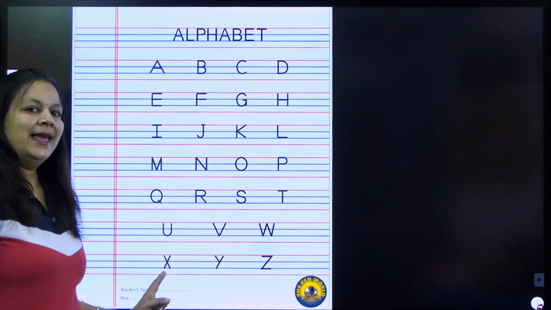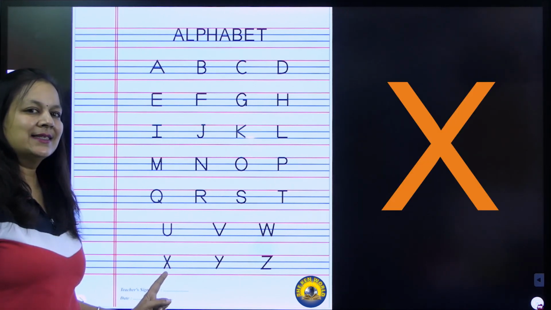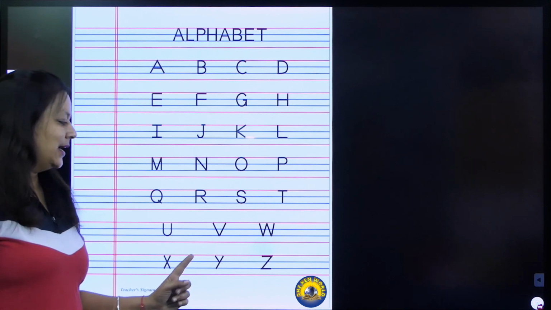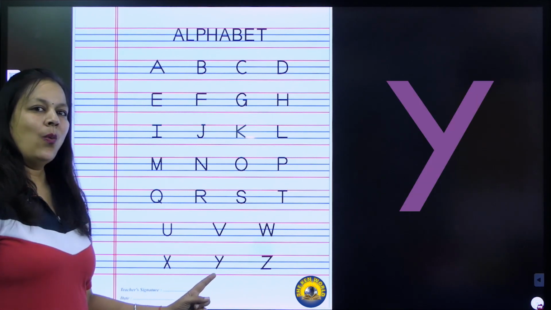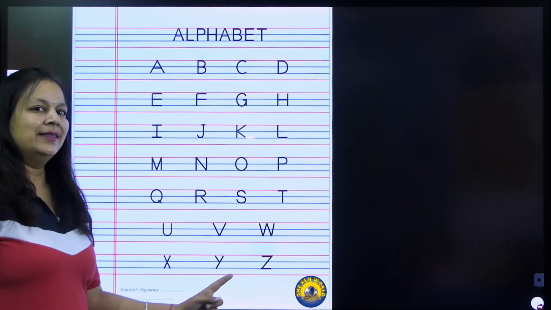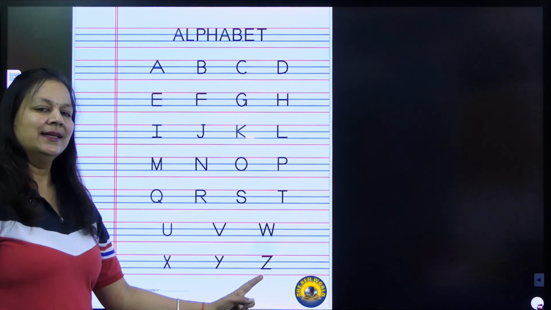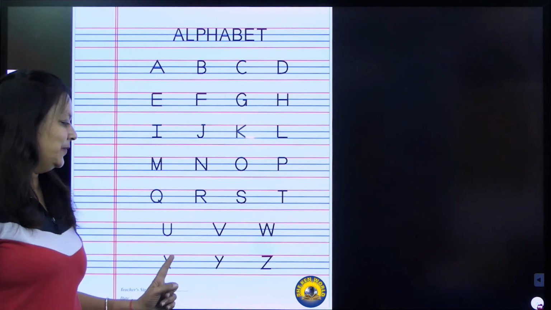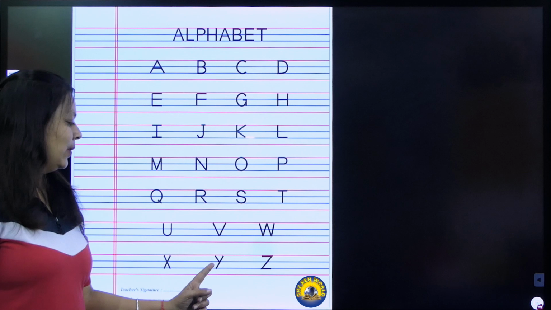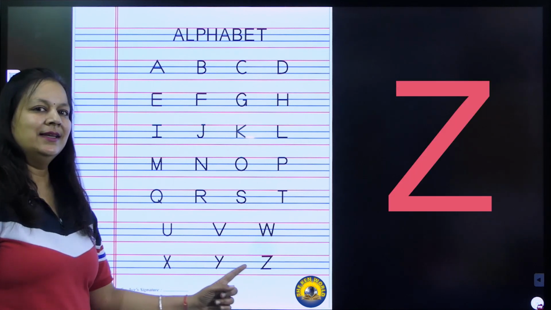That is X. After X, it's Y. Y. And the last is Z. Z. Let's revise. X, Y, Z.